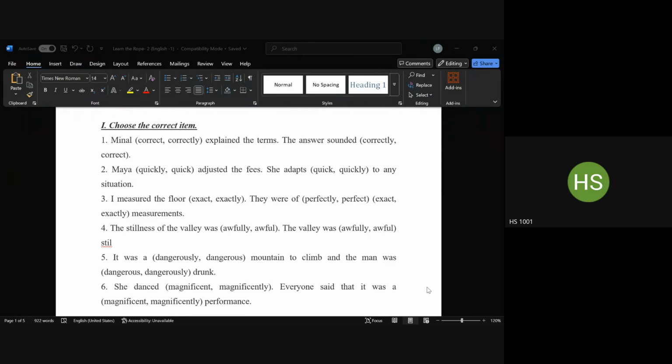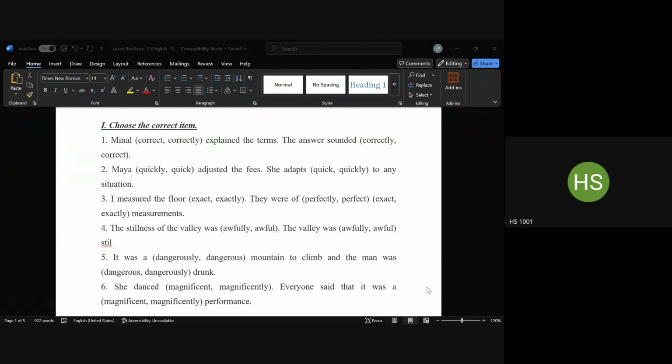Okay. Fourth one, the stillness of the valley was awfully or awful. Awful, right? Again, this is a predicative use. So instead of awful stillness, the stillness of the valley was awful. So this is again, awful is what? Is it adjective, adverb? What is it? Adjective. An adjective, right?